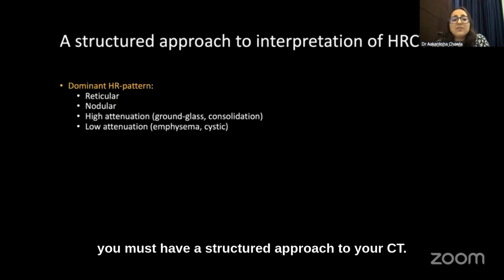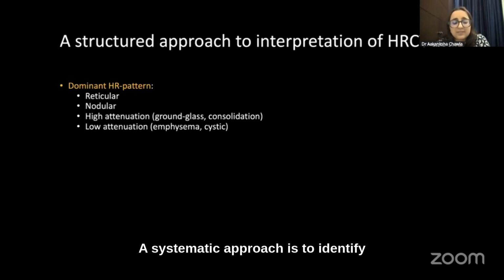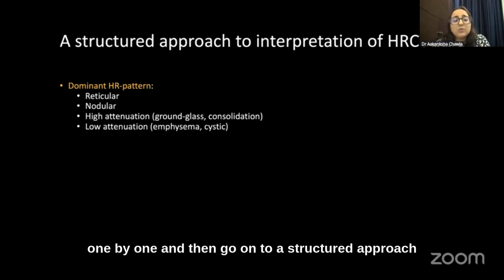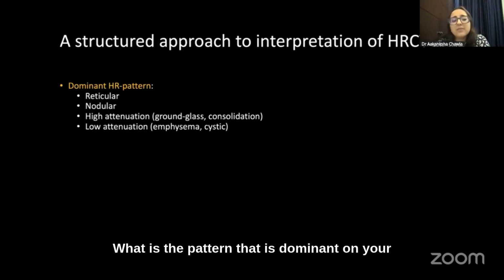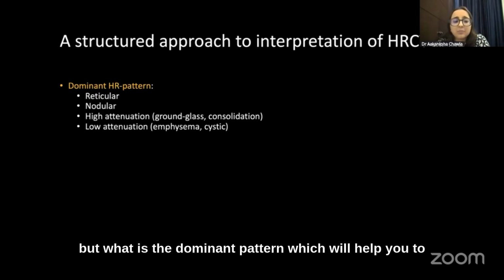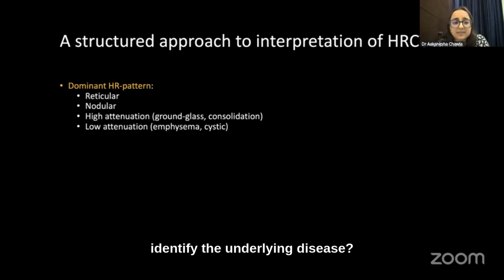Now, you must have a structured approach to your CT. A systematic approach is to identify one by one and then go on to identify the dominant pattern. What is the pattern that is dominant on your CTs? You might have more than one pattern, but what is the dominant pattern, which will help you to identify the underlying disease? The dominant pattern can be reticular, nodular, high attenuation, or low attenuation.